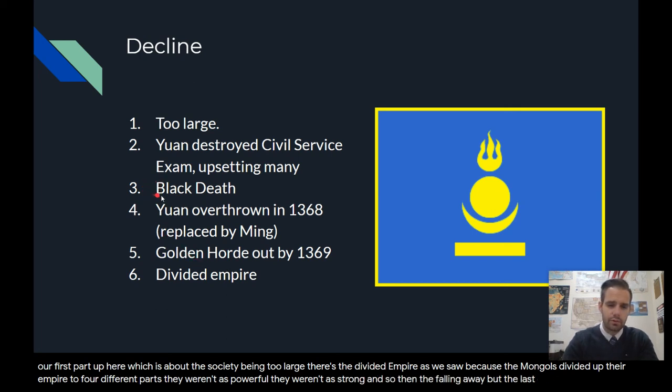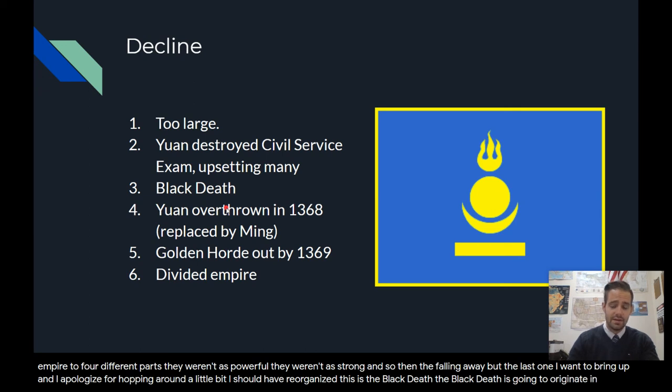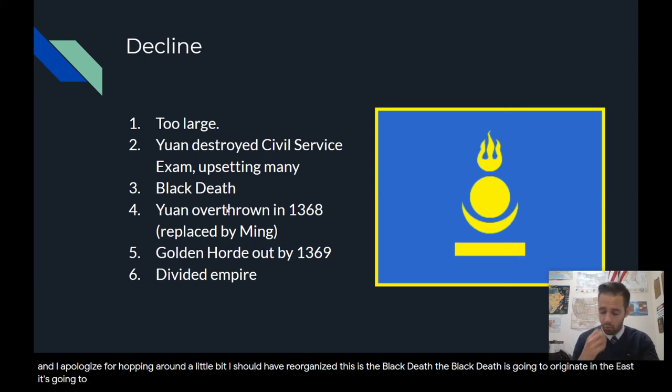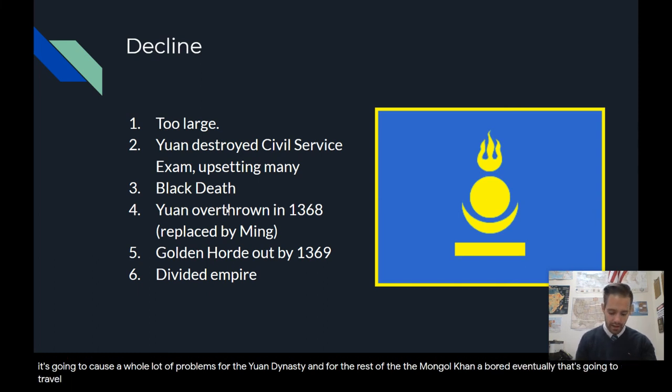But the last one I want to bring up, and I apologize for hopping around a little bit, I should have reorganized this, is the Black Death. The Black Death is going to originate in the East. It's going to cause a whole lot of problems for the Yuan dynasty and for the rest of the Mongol Khanates as well, like the Ilkhanate and the Golden Horde. Eventually, that's going to travel to Europe, and that's going to cause problems over there as well.